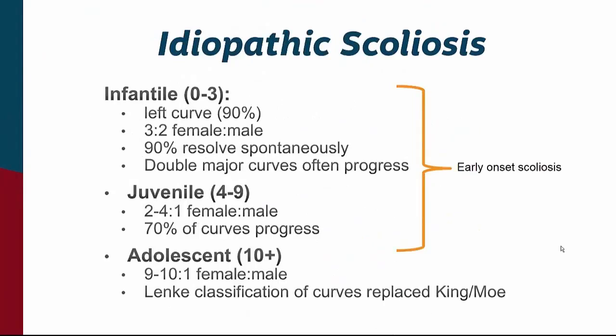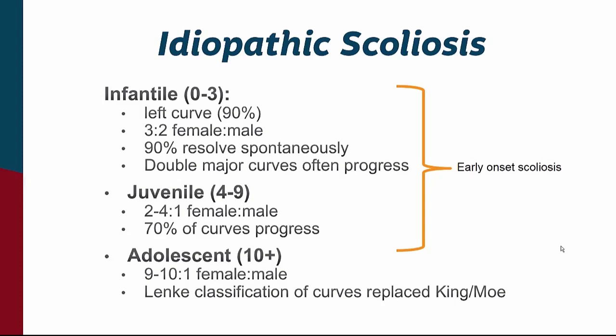Infantile idiopathic scoliosis, so children less than 3 years of age at diagnosis, often have a left-sided curve and have a more even distribution of male-female gender. Many of these may self-improve and self-resolve with observation, and occasionally may need casting or bracing for more severe cases, but can still be occasionally cured with aggressive casting.